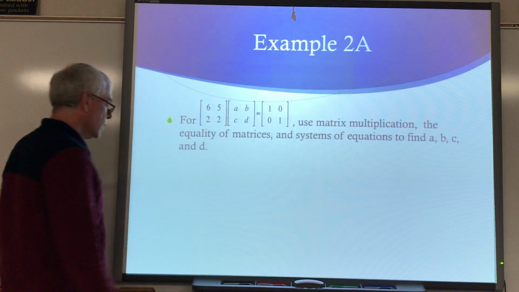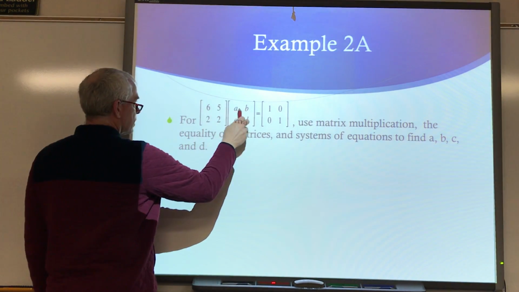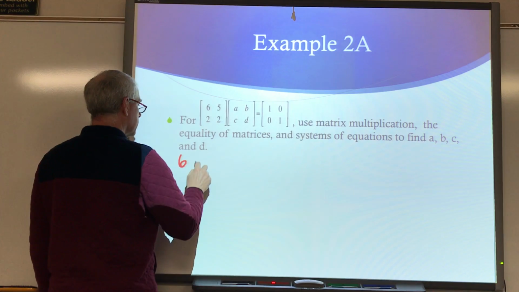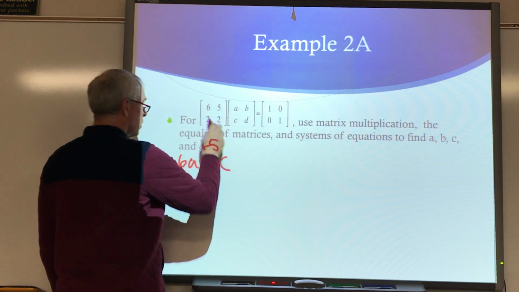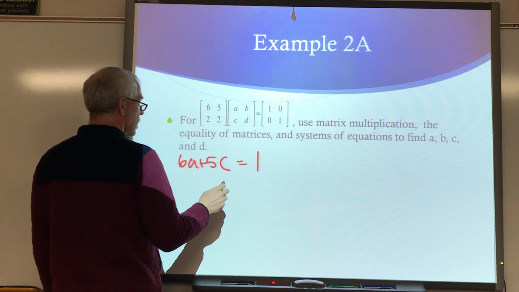There's going to be multiple ways that we do it today. This is one though. So similar to what we did before here, you guys. So 6A plus 5C, row 1, column 1, that's supposed to equal 1, okay?